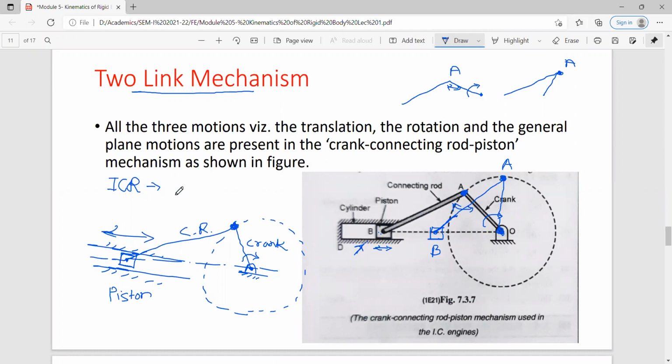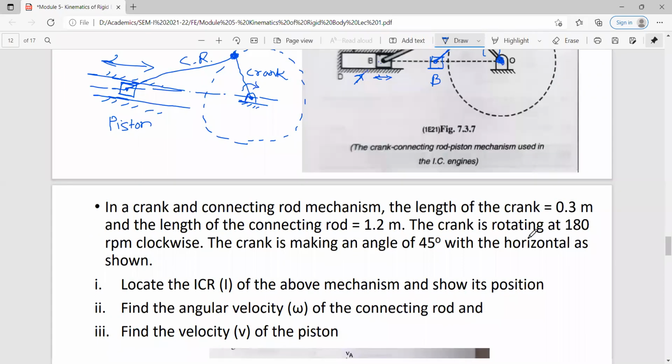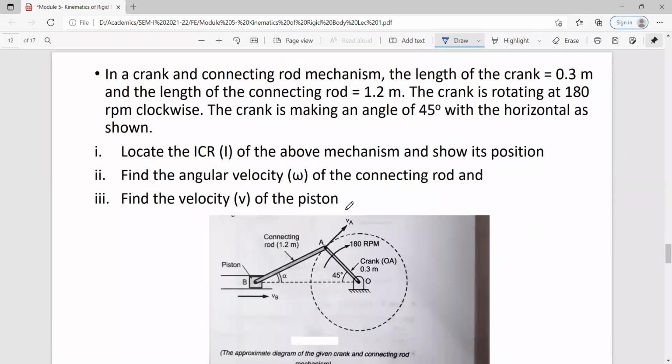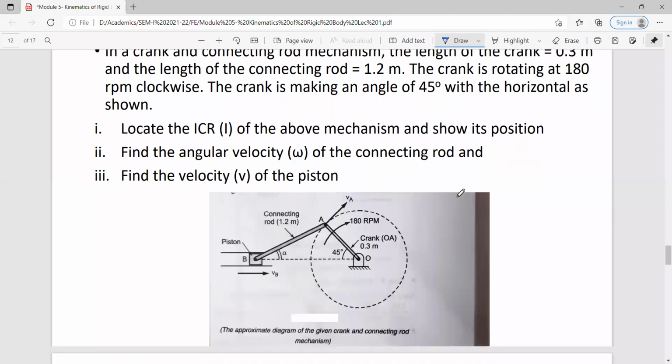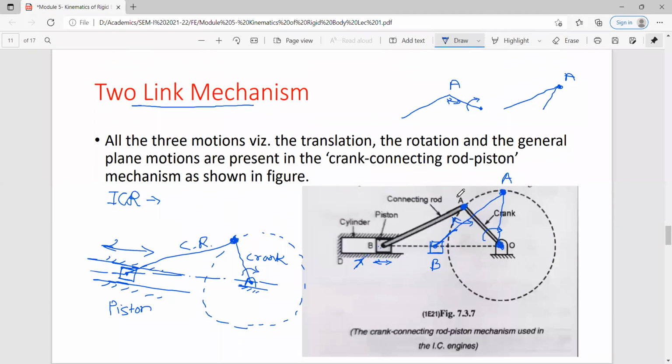Any doubt in this? In the next lecture, we will be solving the numerical on this particular topic, ICR. You remember the geometry of the two-link mechanism? Then we will be solving this numerical, which is often asked in the university. You can ask doubts, otherwise you can note it down. After 5 minutes, I will close the meeting.